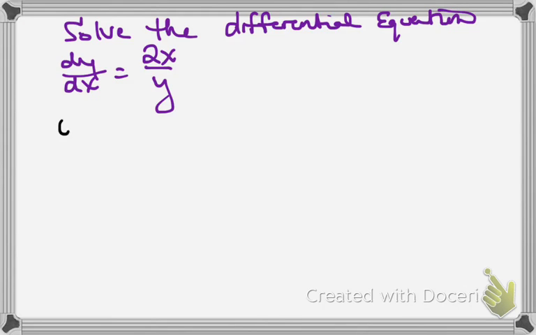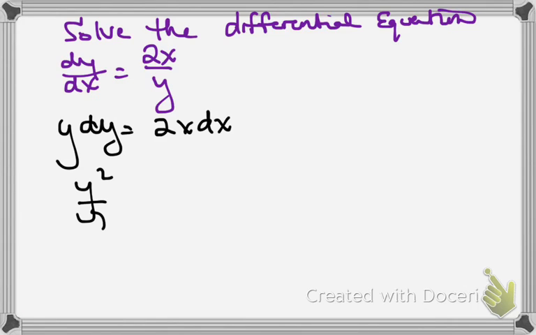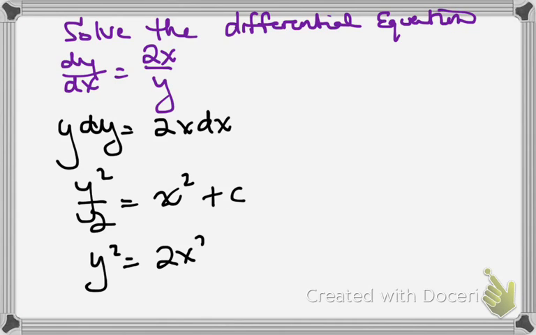I'm going to multiply the y to the other side. At the same time, I'm going to move the dx to the other side. So I am separating each variable. The antiderivative here would be y squared over 2, and on this side it would be x squared plus any other constants. Finally, the last thing I'm going to do here is multiply everything by 2, so that it is y squared and 2x squared.